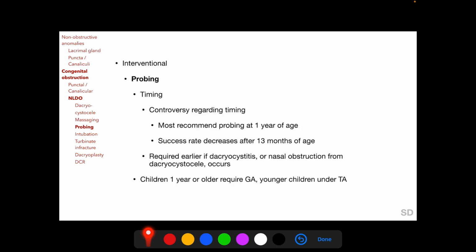If digital massaging fails to relieve the obstruction in the nasolacrimal duct, probing should be done, and most recommend probing at 1 year of age, and this is very important to remember, because it has been found that the success rate of probing decreases when probing is performed after 13 months of age. Probing is required earlier if dacryocystitis or nasal obstruction from dacryocystocele occurs. And for probing, children 1 year or older require general anesthesia, but younger children can be probed under topical anesthesia.